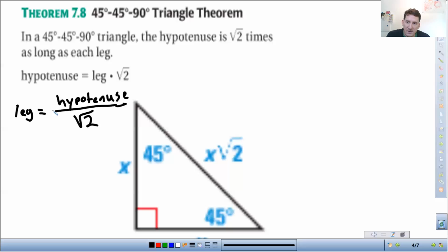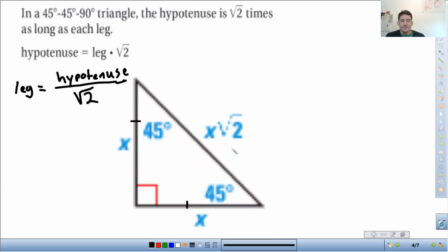Before, we would need to use the Pythagorean theorem to find a missing side length, but if you have a right triangle where two of the angles are 45 degrees, you can use this shortcut. This would also be an isosceles right triangle, because not only are the two non-right angles, the base angles, congruent, the side lengths are the same too. So it's going to be x and x. If you know a leg, multiply by the square root of 2. If you know the hypotenuse, to find the leg, you divide by the square root of 2.